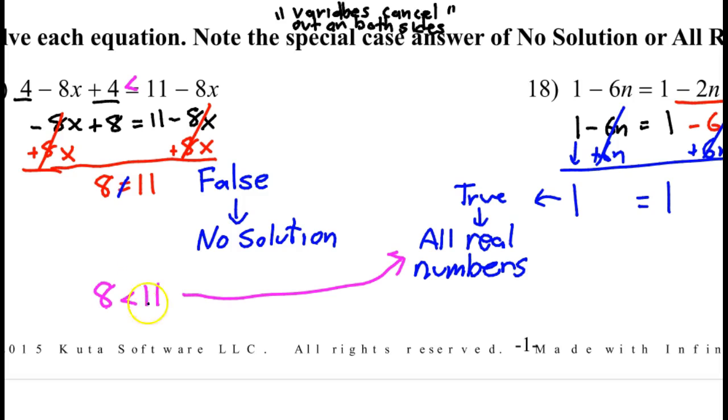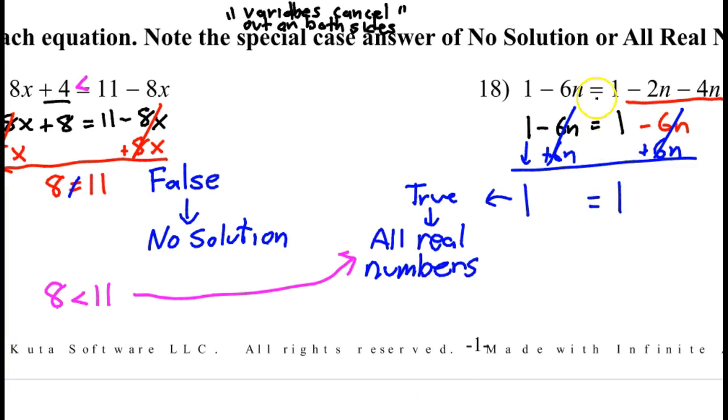So if you're saying, oh, different numbers, no solution, that would be incorrect because that doesn't really work. You have to say, well, is 8 equal to 11? No, it's false. Is 8 less than 11? That's true. It's all real numbers. Likewise, over here on number 18, what if I made this greater than? What would the answer be then? Is 1 greater than 1? No, that would be false.